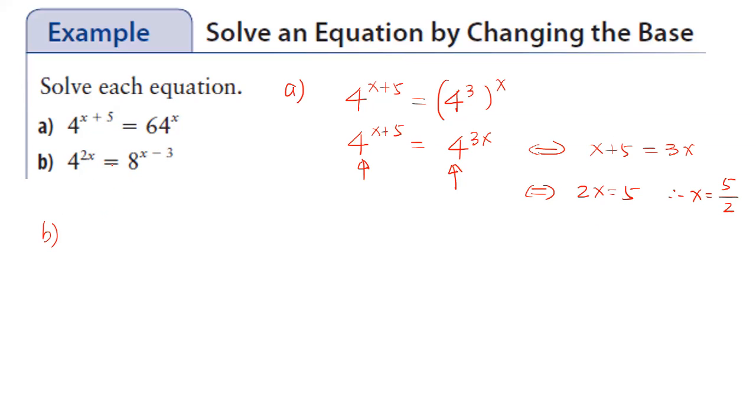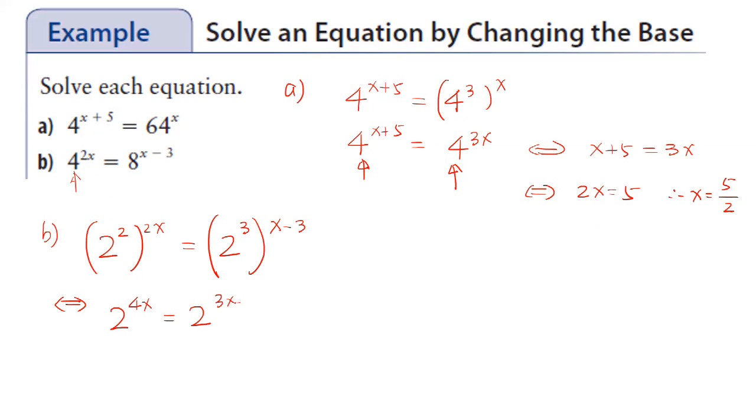Again, in order to solve this equation, it's better to change the expression using the same base. So note here, the 4 can be rewritten as 2 to the power of 2, and then to the power of 2x. Right side, 8 can be rewritten as 2 to the power of 3, and then to the power of x minus 3. This is equivalent to 2 to the power of 4x equals 2 to the power of 3x minus 3 by 3, which is 9, right?